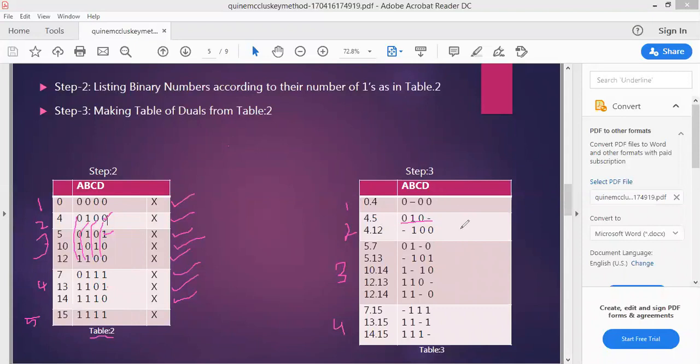Is it clear? Yes. Yes, sir. Yes, sir. Okay. So we have to do it very thoroughly. So now we will move on to Next step.